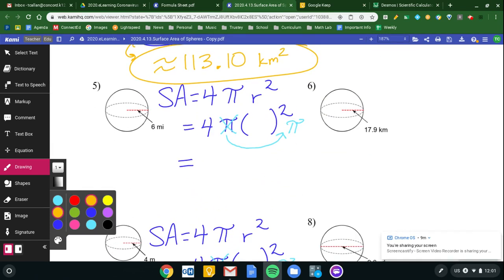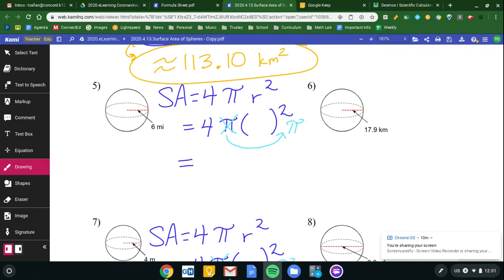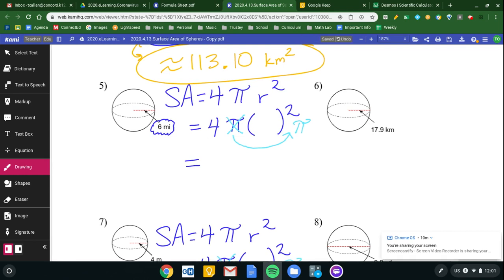For the rest of you, let's continue on with number 5, where once again the most important part is examining this amount. This measurement, 6 miles, is it a radius or a diameter? Well, I notice here it does start at the center going to the outside. Therefore, 6 is the radius. Don't change 6 to 12. Don't cut it in half to 3. We're going to multiply 4 times pi times 6 squared.